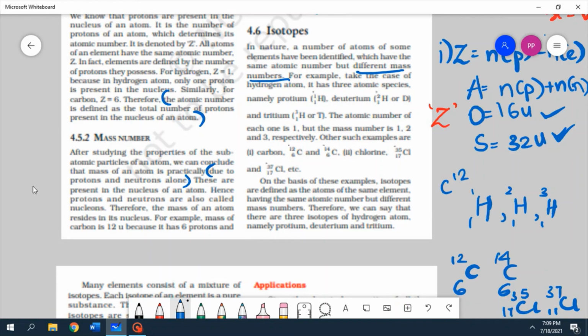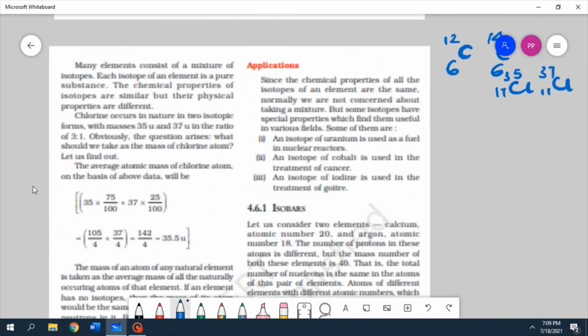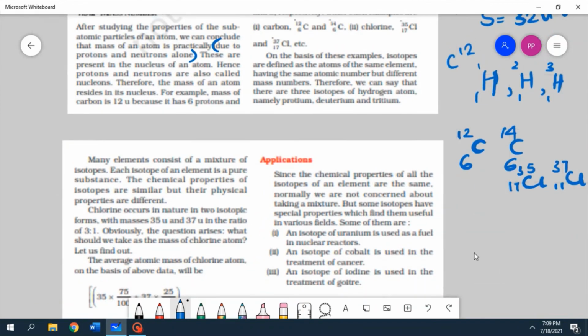So on the basis of these examples, isotopes are defined as atoms of the same element having the same atomic number but different mass numbers. Therefore, we can say that there are 3 isotopes of hydrogen atom, namely protium, deuterium, and tritium. Many elements consist of a mixture of isotopes. Each isotope of an element is a pure substance. The chemical properties of isotopes are similar, but their physical properties are different.